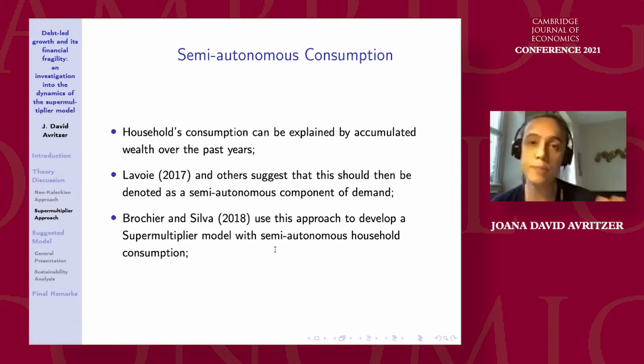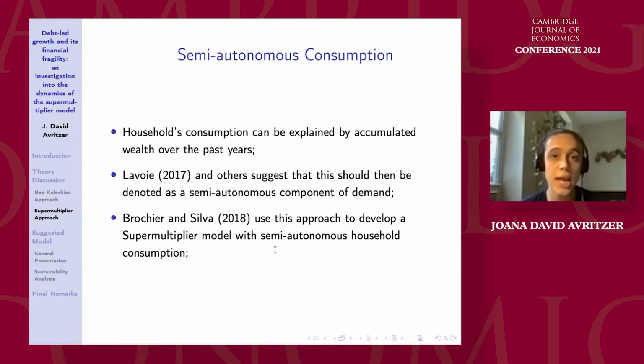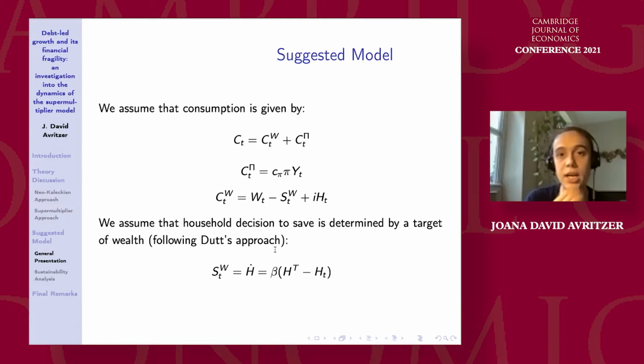The other perspective that we also wanted to incorporate is this idea of semi-autonomous consumption. This idea is developed, for example, in Brochier and Silva's paper, where they think about a supermultiplier type of model in which household consumption is partially financed by accumulated wealth, so that household consumption becomes semi-autonomous from current income. So what we want to suggest here is a model as we are explaining here.